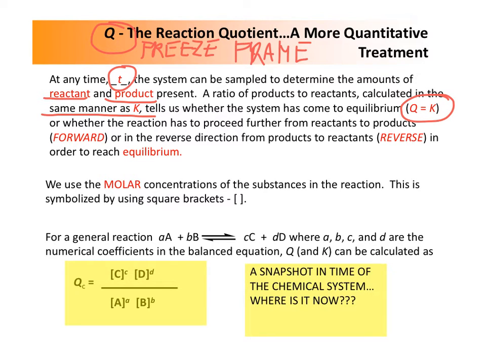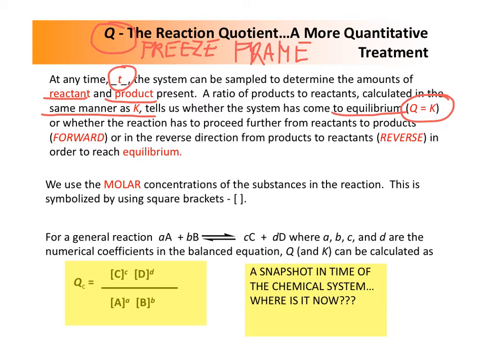What we'll be doing, though, is looking at whether Q is equal to K, in which case we have equilibrium. If we have Q greater than K or Q less than K, then the system has to move in a direction that brings the system to equilibrium. So we'll be either going in the reverse or forward direction to get to the point of equilibrium, and that's determined by Q, which is where you're starting at.